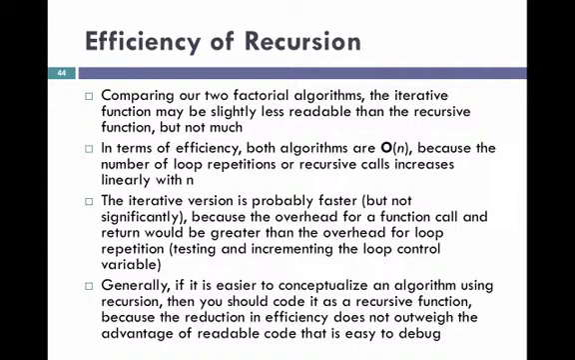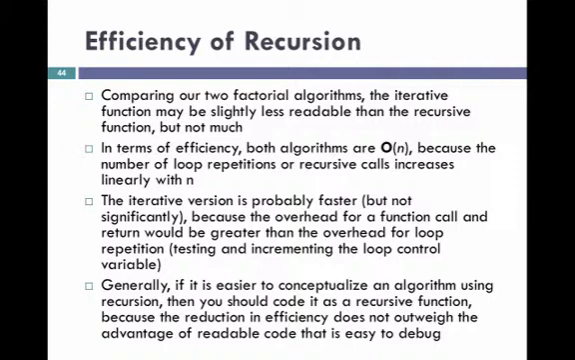Comparing our two factorial algorithms, the iterative function may be slightly less readable than the recursive function, but not much. In terms of efficiency, both are order n algorithms because the number of loop repetitions or recursive calls increases linearly with n. The iterative function is probably faster, not significantly, because the overhead for a function call and return would be greater than the overhead for loop repetition, so the testing and incrementing of the loop control variable.